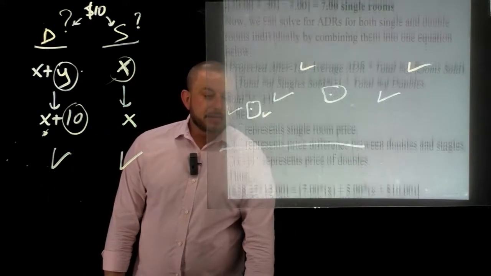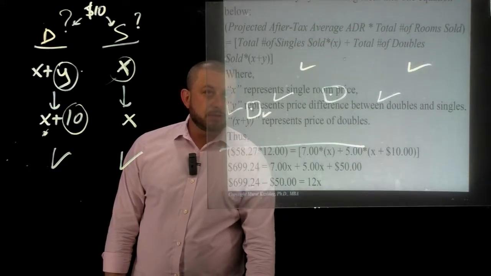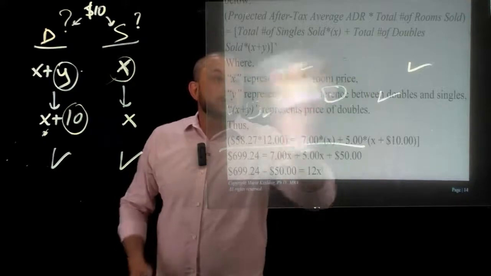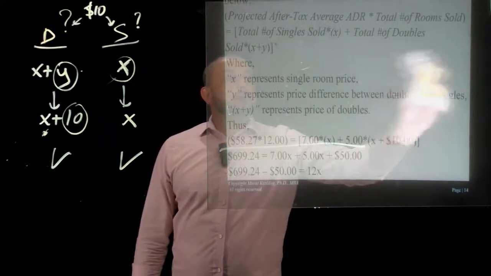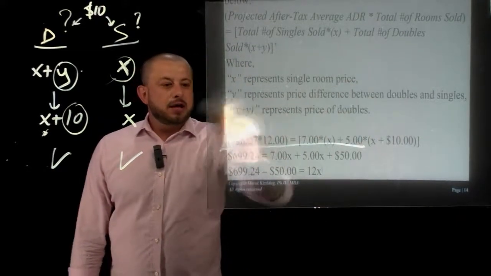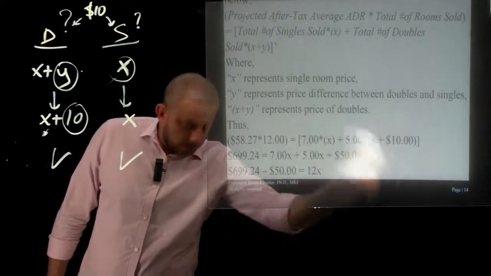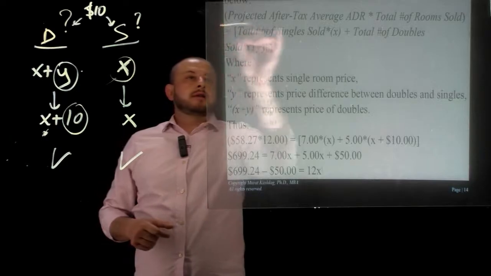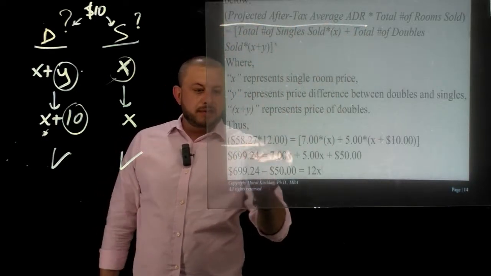Okay, guys, that's what I'm gonna do right now. So take a look at my equation. I'm gonna put the equation over here. I'm gonna erase this. I'm gonna plug in the numbers right now, and then I'm going to show you how to solve this. Projected after-tax average ADR 58.27.